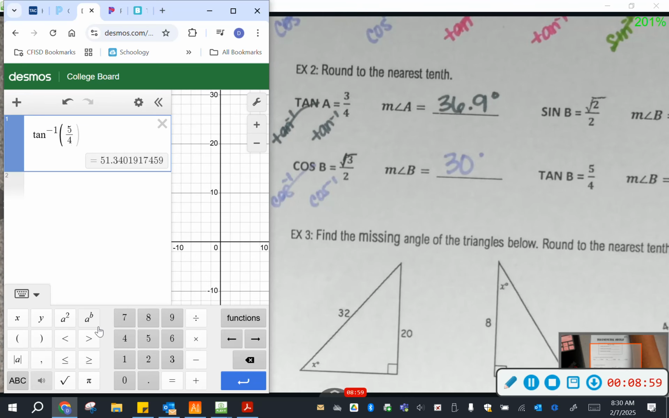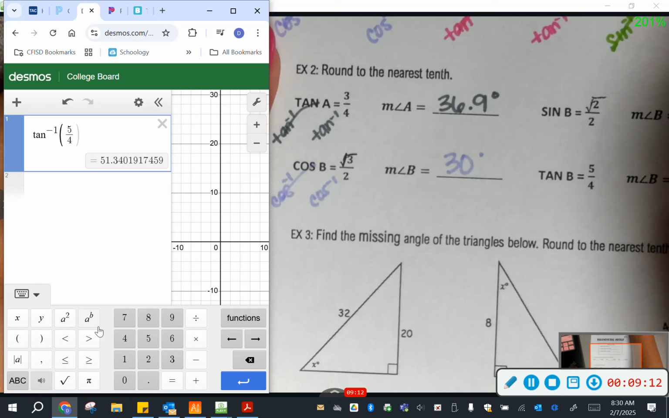Wait, miss, how do you do this thing again? Hit functions. No, for the square root. Hit square root and then type the number and then arrow to the right to get out of the square root. Will the square root always be a whole number? No. It just happened that way here, but no, that will not always work out.